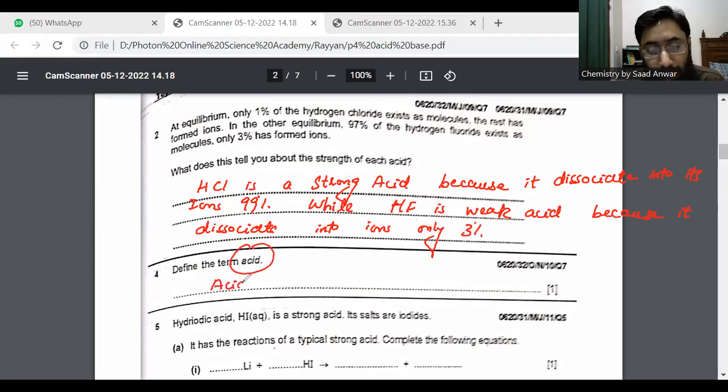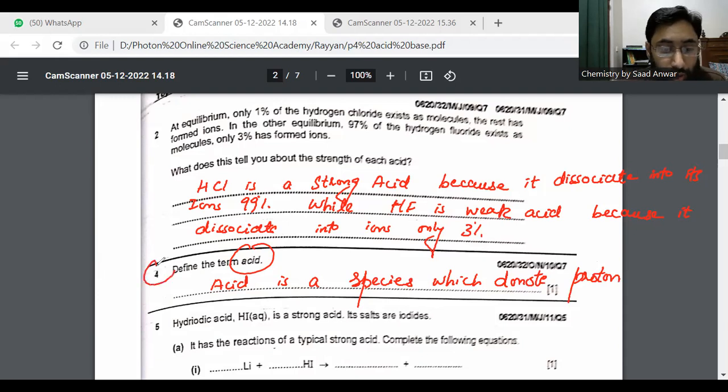Define the term acid. An acid is a species which donates a proton. A proton donor is called an acid.